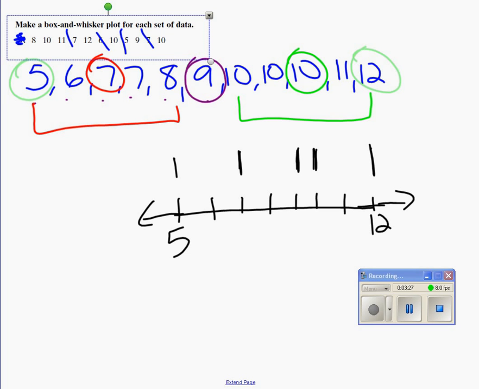Oh, I thought that was a 15. No. Back on the... No. Okay.